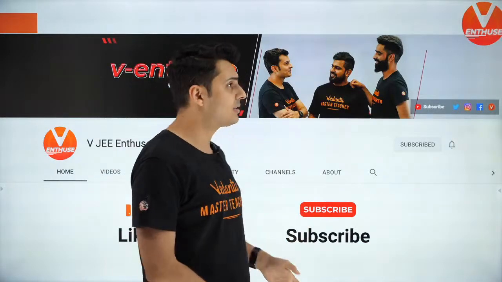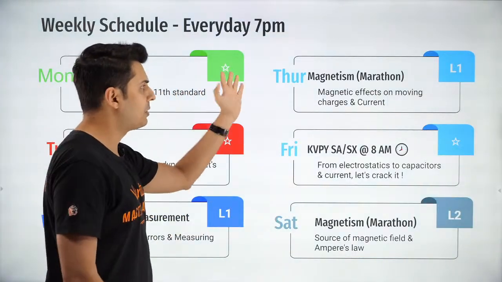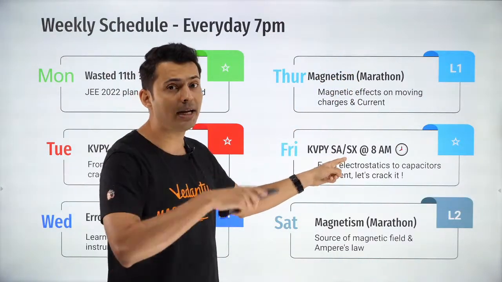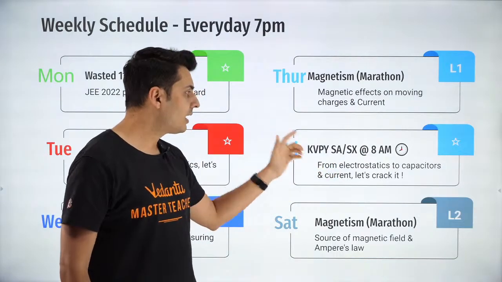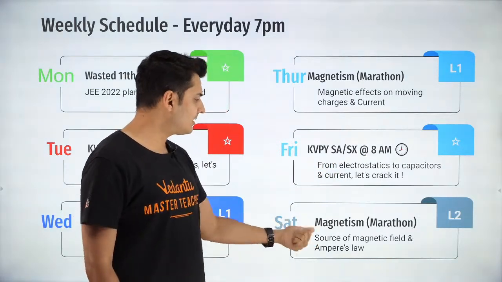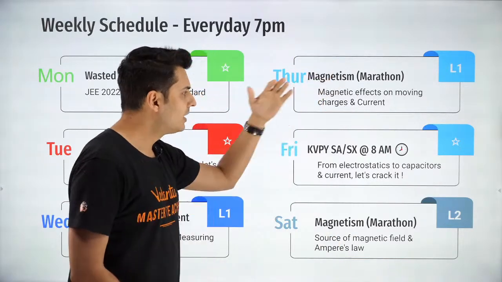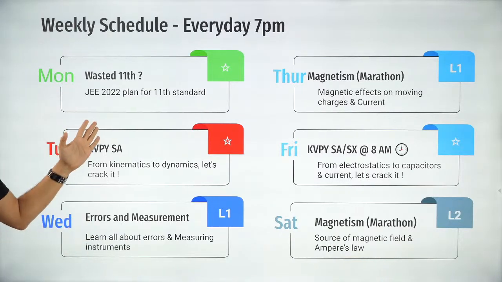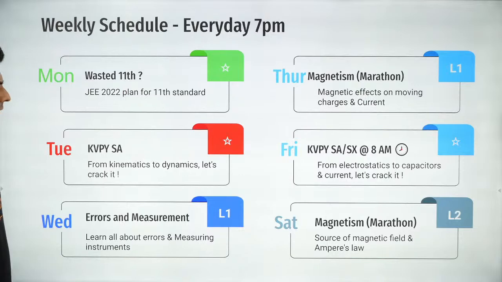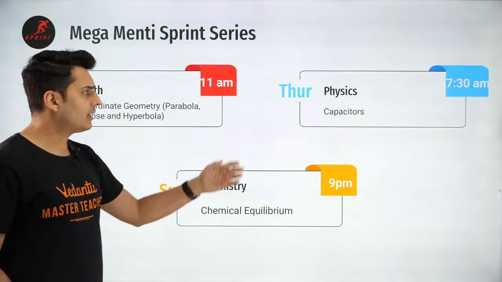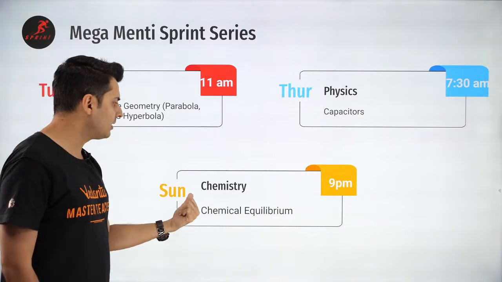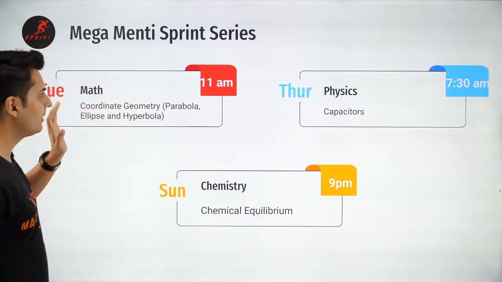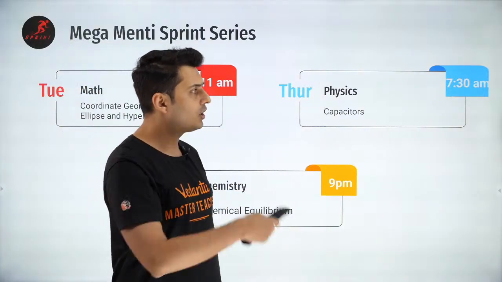Guys, today's session is a marathon session. It's going to be more than 2 hours, or maybe at least 2 hours. So today we're going to talk about magnetism. Tomorrow morning, 8 o'clock, we're going to meet again for KVPY, and then you can celebrate Christmas, and Saturday again a marathon on magnetism. So that's the schedule for the remaining part of the week. If you have missed any of these classes, you can check it out in the playlist or in the past videos. Today we conducted a Menti on capacitors. Chemistry Menti will be on Sunday, 9 o'clock. Tuesday you had the maths Menti. In case you have missed it, you can check any of these Mentis out.